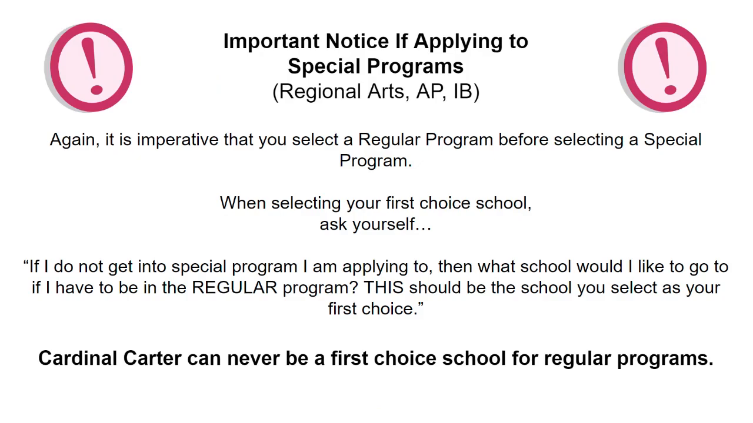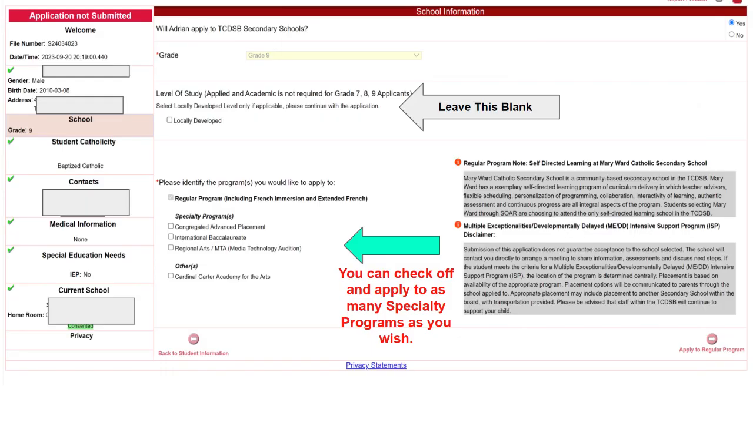And making sure that if you are applying to a specialty program, your regular program choice should still be the first choice school that you would like to go to. So for example, if you're applying to a specialty program, you have to ask yourself, if I don't get into this specialty program, what is the school that I would like to go to for regular program? And that should be your first regular program choice in the application. So for the specialties, you can choose one, two, or all of them, whatever you want to choose.